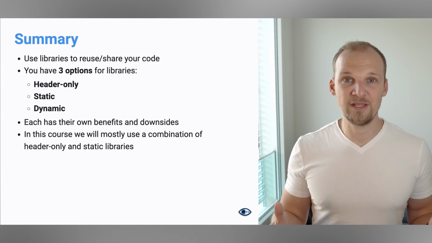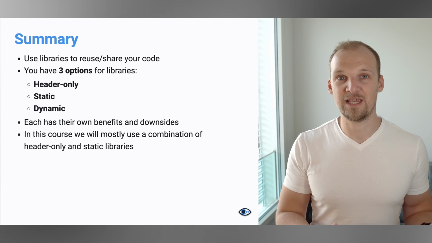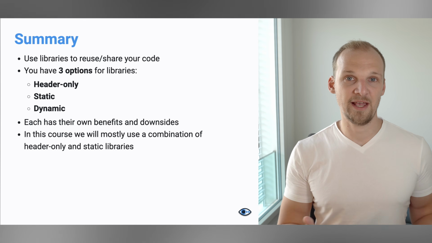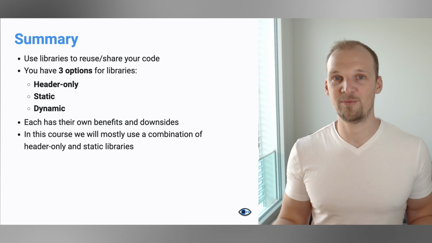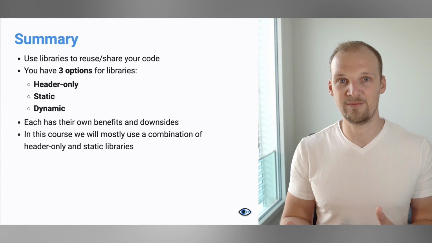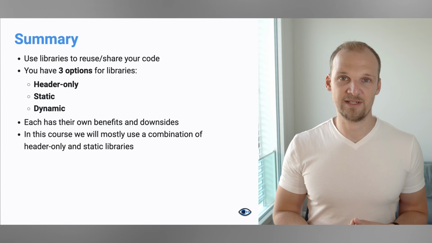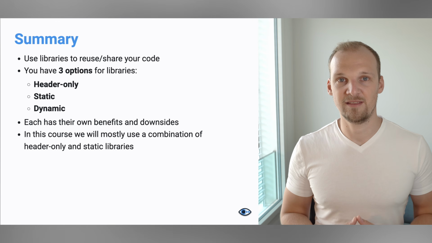So in summary, we can use libraries to reuse and share our code. And we basically have three options. We have the header-only option, and then we have two compiled options, the static library and the dynamic library. Each of them has its benefits and downsides, which we discussed at length in this video. In this course, I will mostly be using header-only in combination with static libraries.